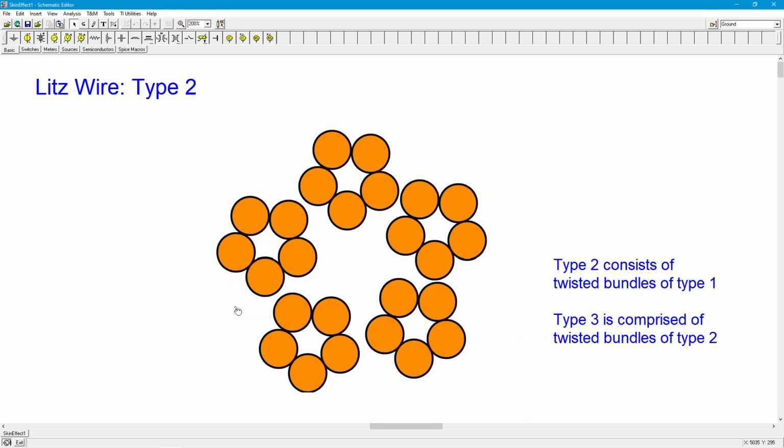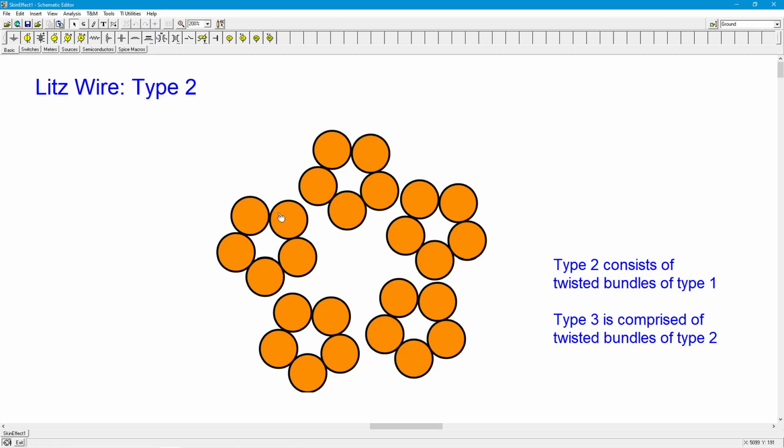So here's the 5 originals that I had: 1, 2, 3, 4, and 5. And each one of those is its own little bundle of Litz wire. All right, so this is what a type 2 is. So it's a bundle of a bundle. And then, yes, there is a type 3, which is a bundle of a bundle of a bundle. So take this whole thing here and say, that's going to be one bundle, and then I'll just repeat this process. That'll be one bundle, and then I'll make, in this case, 4 more copies.